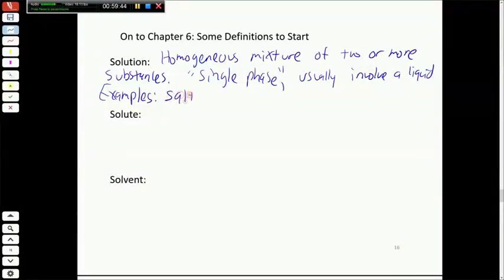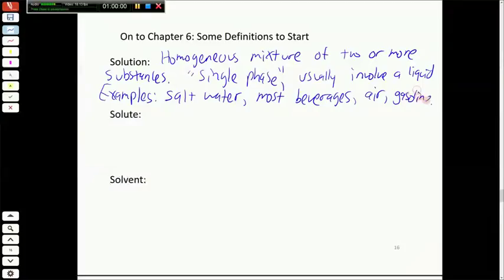Salt water is a very common solution. Most beverages are solutions, even if you can't really tell, because they are a bunch of things mixed together. As we said, air is a solution that's made up of gases instead of liquids. Gasoline is a solution. It has more than one thing in it, but looks like a single liquid phase. So those are all examples.